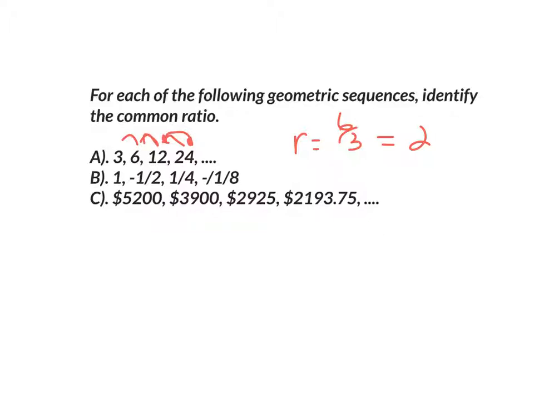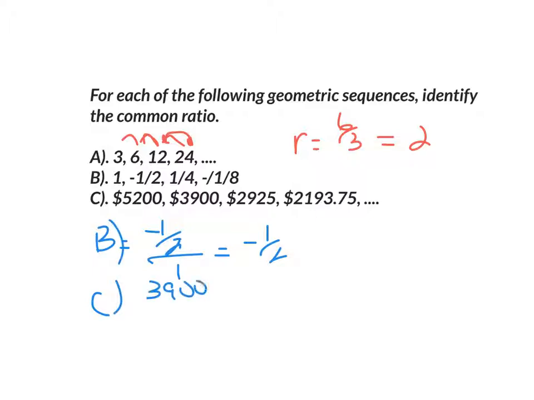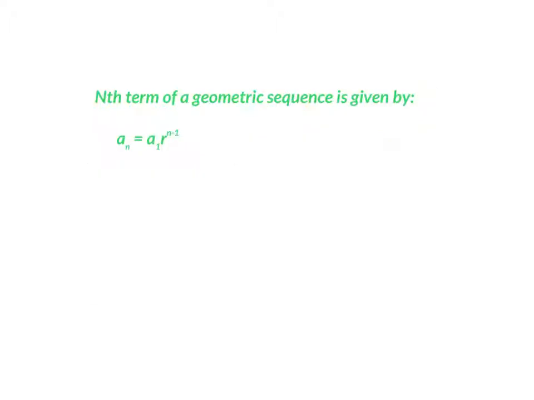So in part B, I would do -1/2 over 1. Anything over 1 is just itself, -1/2. You could probably figure that out by looking. So in part C, I would just say 3,900 over 5,200, and that's going to be 2/3. So there's your R, it's 2/3. So R is easy to find. Second term over the first term, or third term over the second term. The following term over the preceding term is probably the best way to say that.